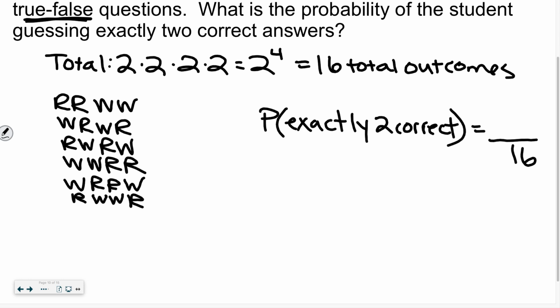Okay, do we think we have all of them? I think so. Yeah, so how many ways are there? 6.